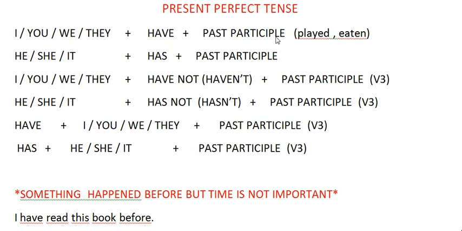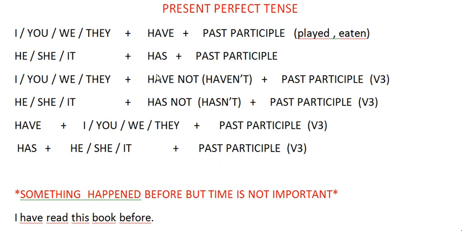So what's past participle? If a verb is a regular verb, we just add ed. But if it's an irregular verb, you have to memorize the past participle of the verb. For example, eat becomes eaten. With he, she, it, we use the helping verb has, then past participle.